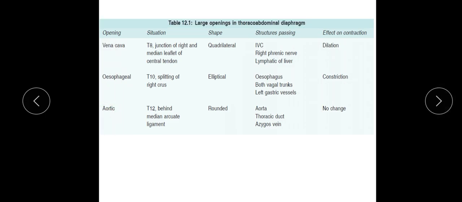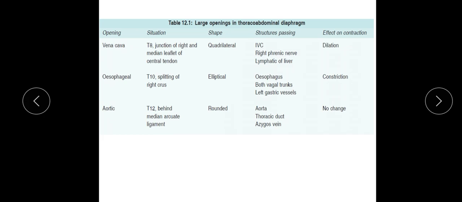This is the thoracic level. MCQ may come on this level. Vena cava opening at T8, esophageal opening at the level of the 10th thoracic vertebra, and aortic opening at the level of the 12th thoracic vertebra. VOA or Voice of America, remembered by the mnemonic T8, T10 and T12 thoracic vertebra.